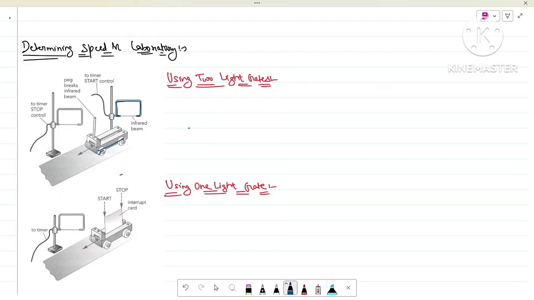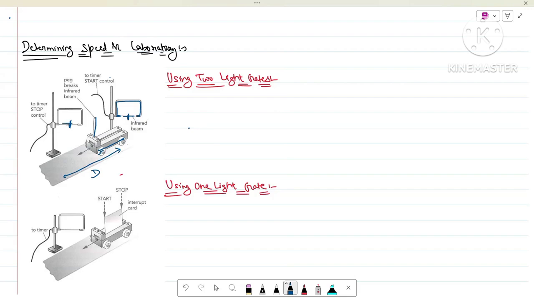This is the trolley moving, and we will attach this peg. When this peg comes here, it will interrupt the signal in the first light gate, and the timer will be switched on. Now, after covering this distance d, the trolley will reach this point, and the peg will interrupt the signal of the second light gate.